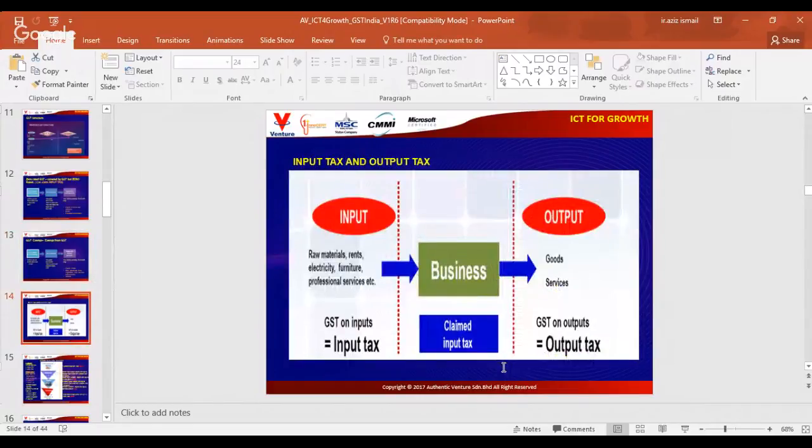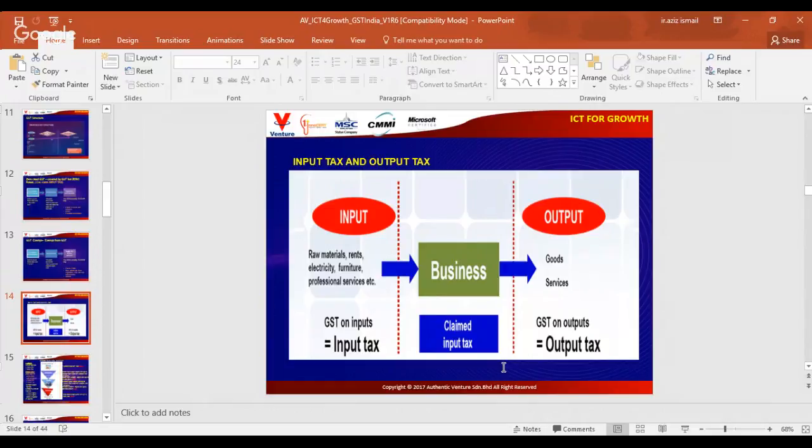We also showed you that anything that you buy for your business, your raw material, your rent, electricity, furniture, professional services, and whatever, you are paying GST for it. That is called input tax. And then when you sell your goods or your services, you are going to add tax on top of the price. That is the output tax. In principle, when you pay to the government, you total up all your output tax, and then you minus all your input tax. The balance you actually pay to the government.